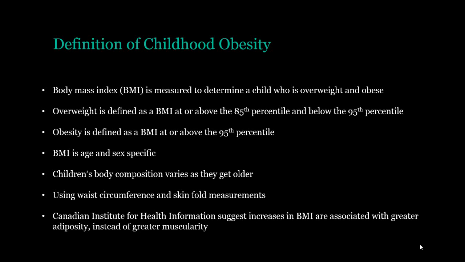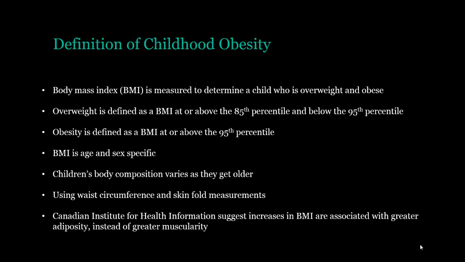Overweight is defined as a BMI at or above the 85th percentile and below the 95th percentile for children and teens of the same age and sex. Obesity is defined as a BMI at or above the 95th percentile for children and teens of the same age and sex. BMI is calculated by dividing a person's weight in kilograms by the square of height in meters.